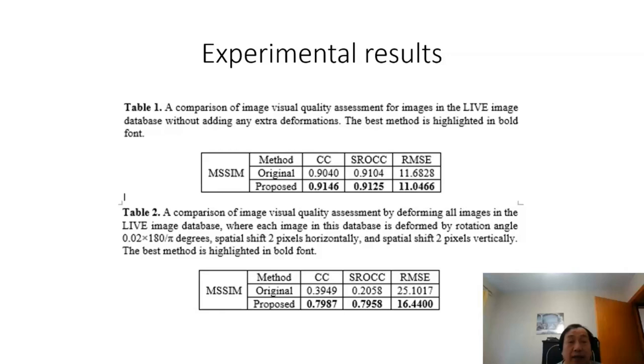As you can see from the correlation, SROCC and the root mean square error, all of them are better than the existing method. For Table 2, we have a small shift. If we add a small rotation, you can see that our score is much better than the existing method, as you can see from Table 2.